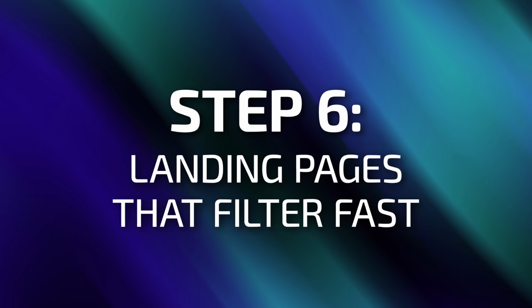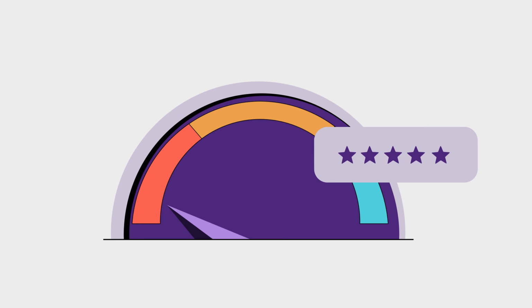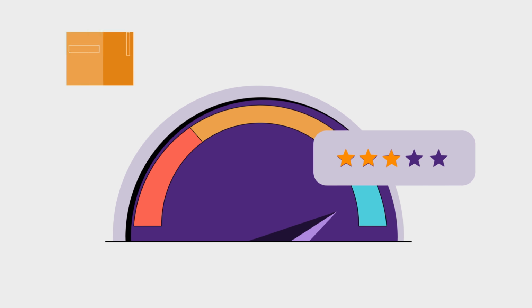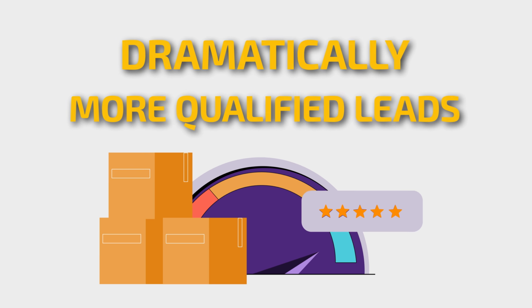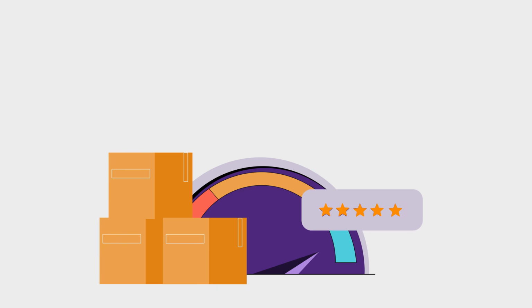Step 6. Use landing pages that filter fast. Your landing page should make it obvious in seconds there is a minimum project size and you only take on commercial projects. On your page, you should have clear visuals of warehouses, offices, factories, not homes. Yes, you might pay more per click, but by filtering out the noise, you'll drive dramatically more qualified leads and eliminate all wasted spend.